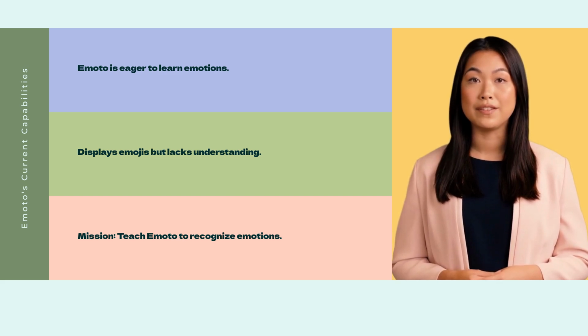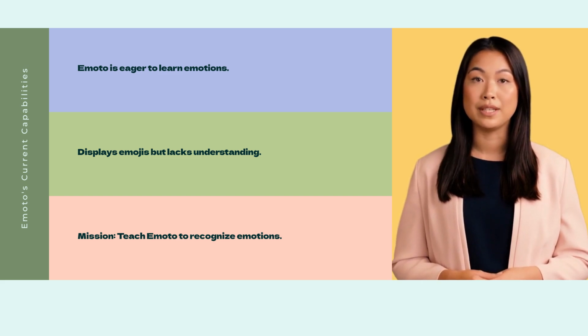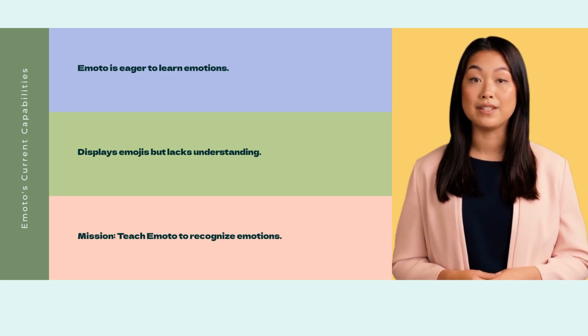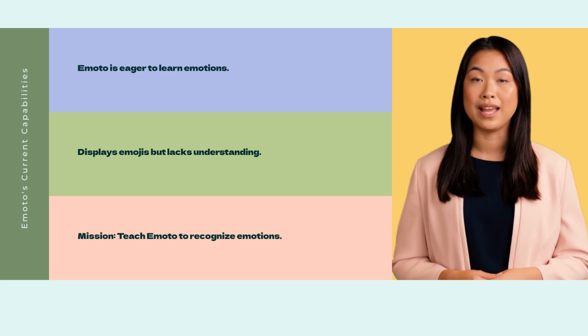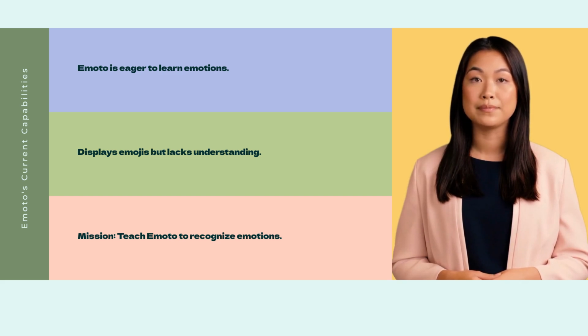I'd like you to meet our new friend, Emoto. Emoto is an emoji robot who loves emojis but has a little problem. It doesn't know what each face means. It can show a happy face or a sad face, but it doesn't truly recognize them. That's where we come in. Today, we're going to train Emoto's AI brain to understand human feelings. We'll show Emoto lots of examples of happy and sad faces so it learns which is which. Emoto is so excited to learn, and I hope you are too.